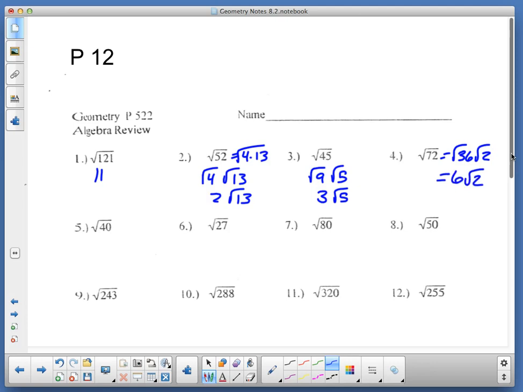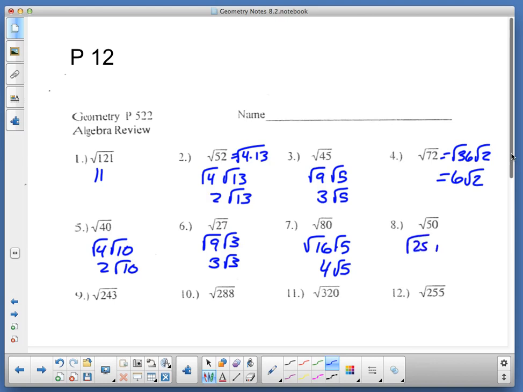We're looking at 40. We did 40 before on the other sheet. 4 and 10. I got 2 the square root of 10. And 27 is the square root of 9, the square root of 3, which is 3 the square root of 3. We're looking at 80, which is the square root of 16, the square root of 5, which is 4 the square root of 5. We got 50, if I have the square root of 25, the square root of 2, which is 5 the square root of 2.